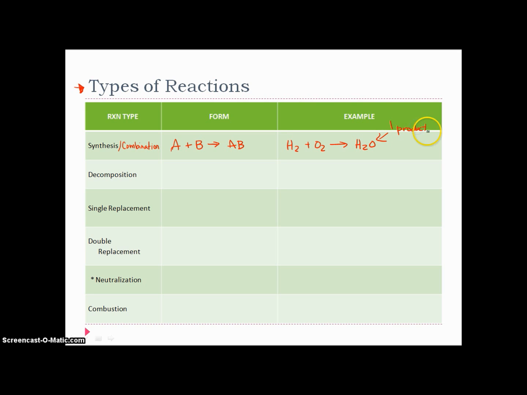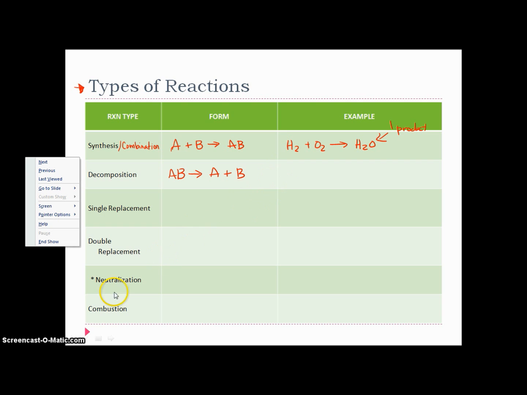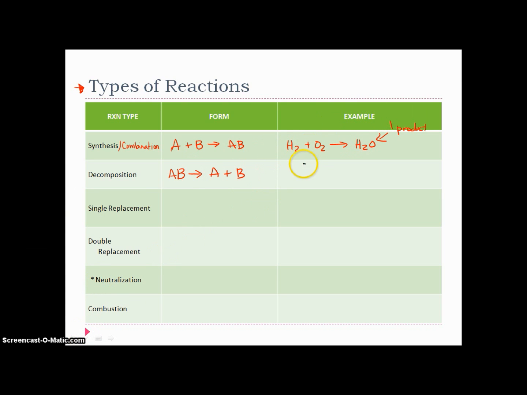Decomposition is just the opposite. You start out with 1 compound and it breaks apart and becomes 2. A common example is HgO: mercury oxide breaks down into mercury plus oxygen.